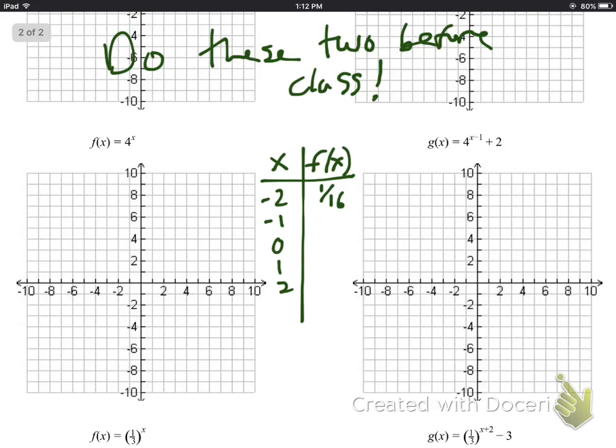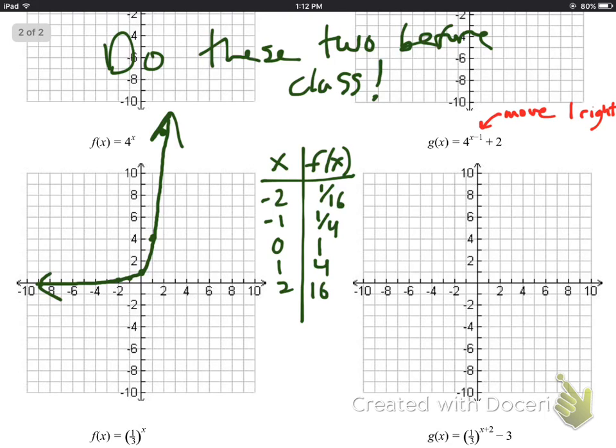So the next one we're doing is 4 to the x, very similar. We're going to do negative 2 becomes 1/16, negative 1 becomes a fourth, etc. We'll plot each of these points, and again, it gets very big, even bigger, faster, because we have a larger base. Let's mark our asymptote again. I'll mark the asymptote here.